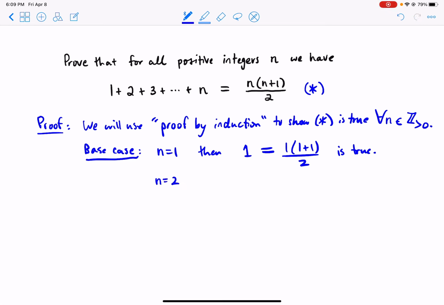And sometimes I like to do two base cases. You don't really need to do a second one, but let's just see it. 1 plus 2 is the left-hand side. And the question is, is that equal to the right-hand side when n equals 2? And yeah, sure enough, the 2s cancel, and we get 3, and that is true. Okay, so now the induction step.